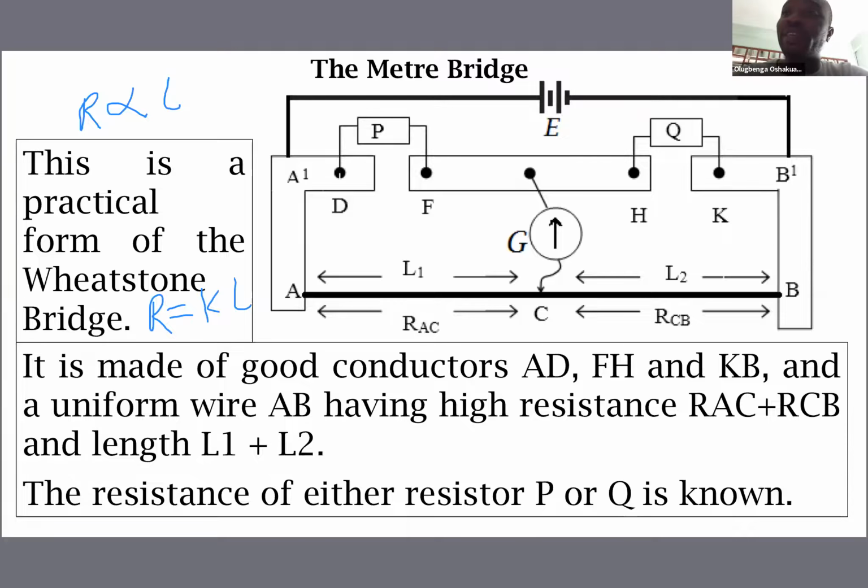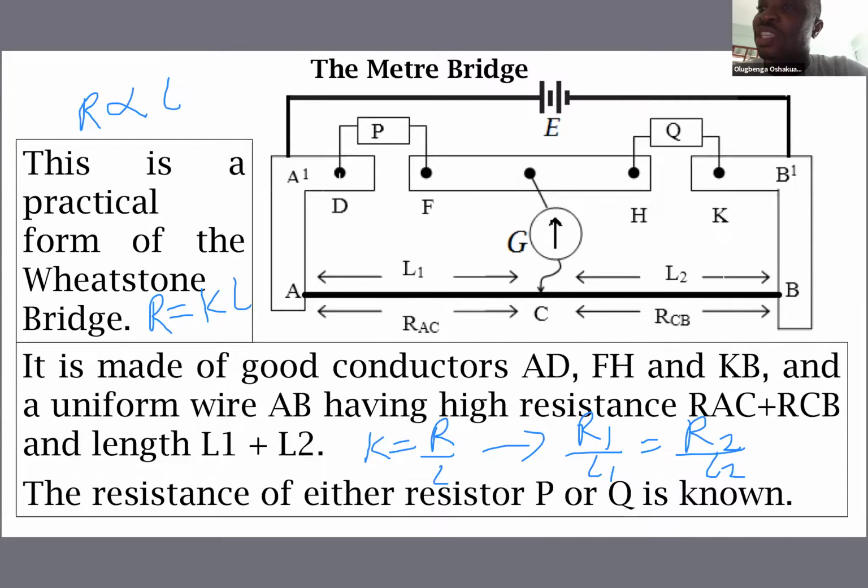Then we can say K is equal to R over L. And we can proceed to say that R1 over L1 equals R2 over L2. And we can still continue to say that L2 is equal to 100 minus L1. So let's move forward.